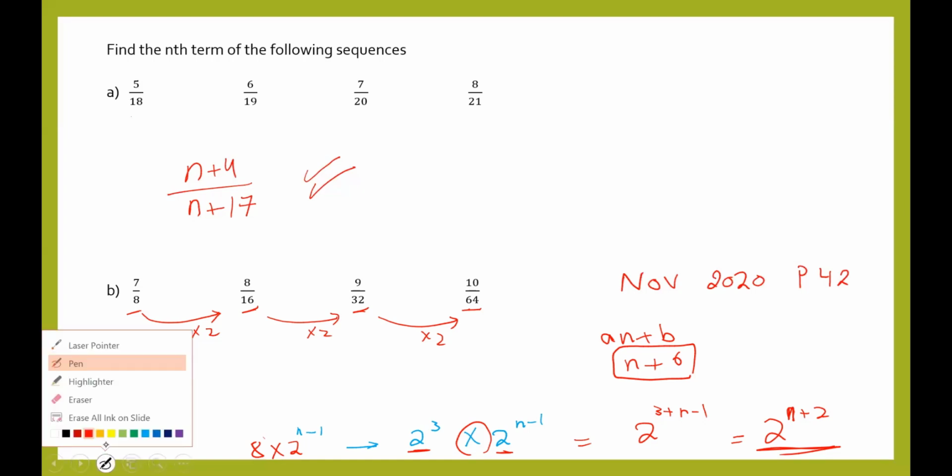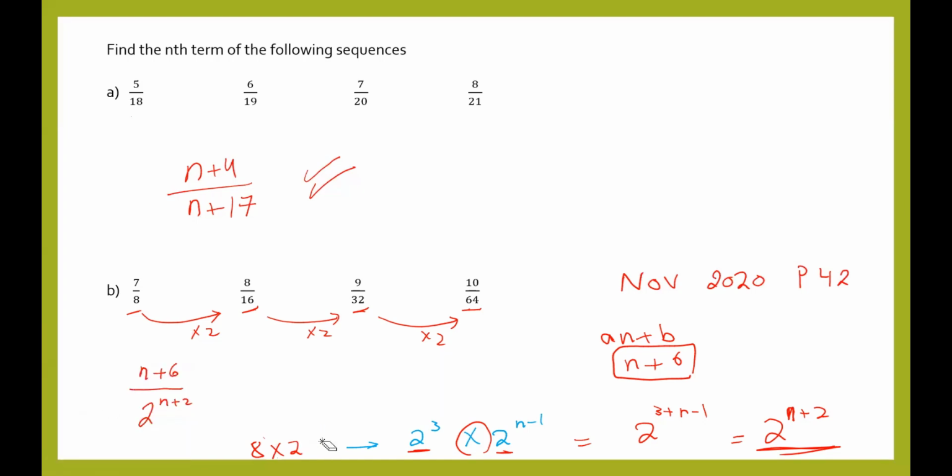You can just replace the numbers in here. If you do substitution, your answer will be more perfect, so make sure your answer is correct. Replace the n by 1. It will be 1 plus 6 is 7. Then replace the n by 1: 1 plus 2 is 3. 2 power 3 is 8. So it's 7 over 8.